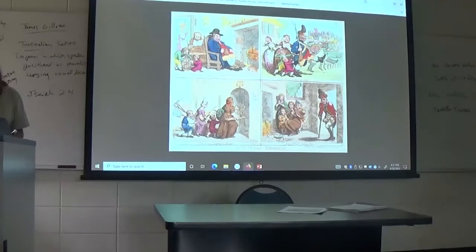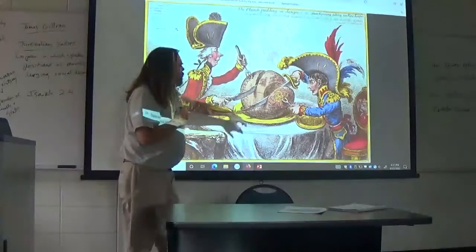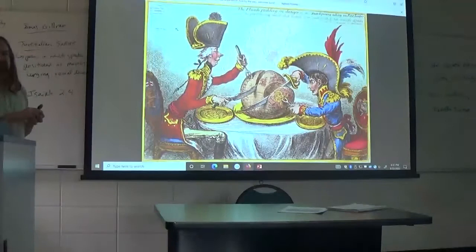where we see Napoleon and the British Prime Minister William Pitt carving up the world like a plum pudding. And what do we notice about the way Napoleon is depicted here? What does he look like? Yeah, he's a tiny man in an enormous hat, right?